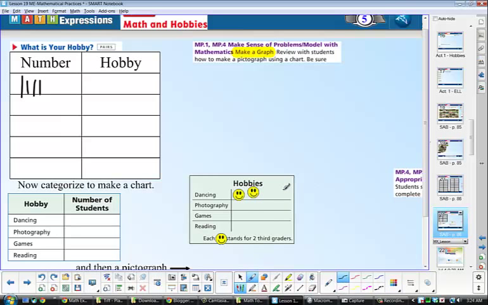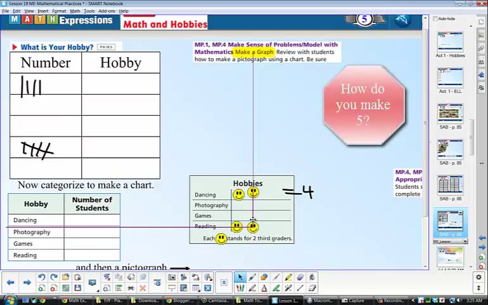Those 2 smile faces equal 4 students, because 2 times 2 smiley faces equals 4. Well, what would happen then if I have 5 people that like to read? And I tally those marks up, and guess what? How many would that be? 1, 2. I can put 1, 2. That, you guys know that equals 4.